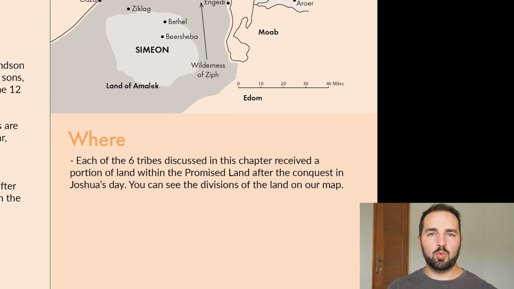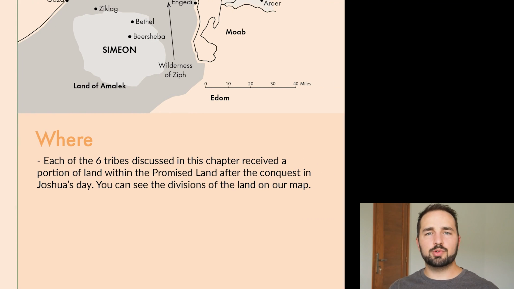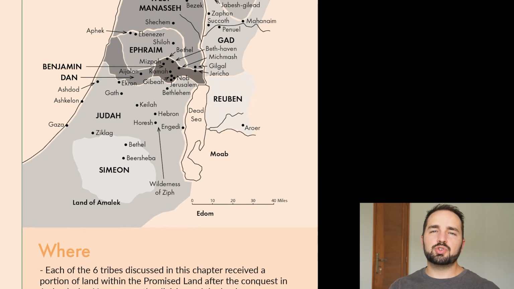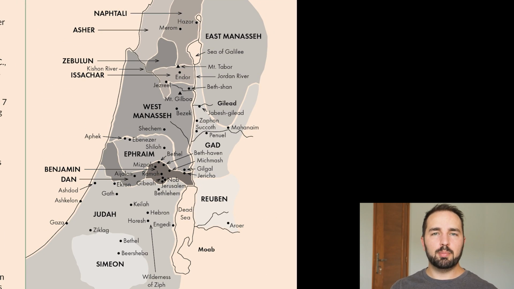Going over to our map now, where did these events take place? Where were these tribes located? Each of the 6 tribes that we're going to discuss in this chapter received a portion of land within the Promised Land after the conquest in Joshua's day. You can see those portions of land highlighted in different shades of gray on our map with the name of the tribe in all caps and bold.